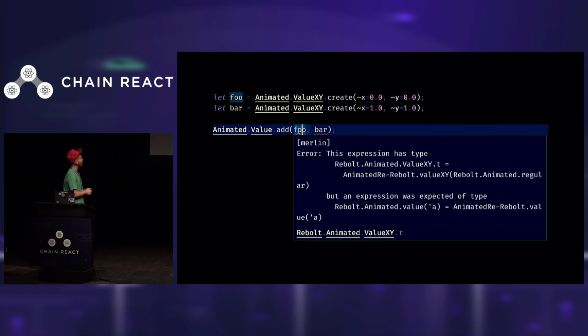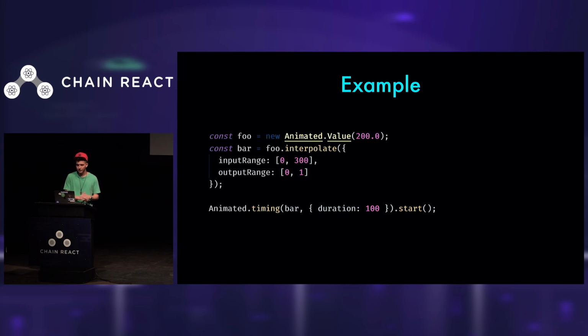And so with Rebuild, this operation is not possible. As you can see, we got type errors saying that the value xy cannot be an argument to the add operation. So that's how we can prevent those issues from happening, at an example of Reason and its typing system.